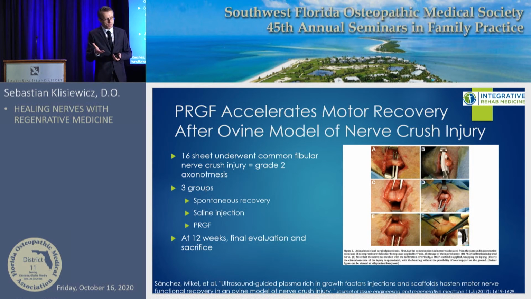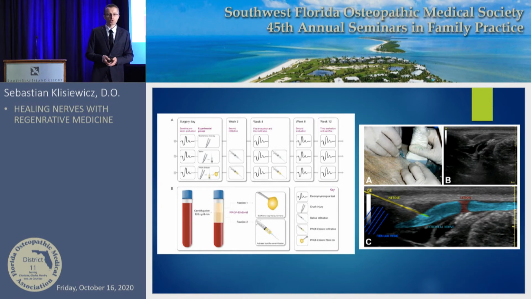And at 12 weeks, they had a sacrifice and a final evaluation of the sheep and looked at what happened, right? So here's the timeline of what they're doing. First they had the surgery day, then at 2 weeks they got an injection, either saline or PRP, at 4 weeks another injection, and he's doing intraneural injection. So if you look at the picture on the right, you will see that he's using an ultrasound and he's actually putting the needle inside the nerve, and he's doing an intraneural injection, which there are some pretty interesting studies showing that that is relatively safe if it's done right.